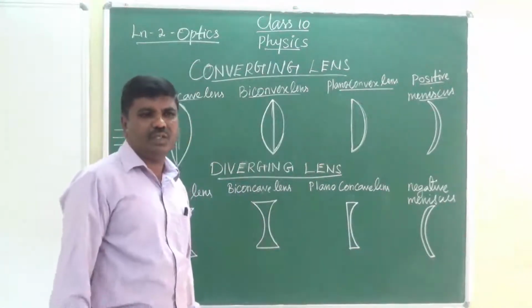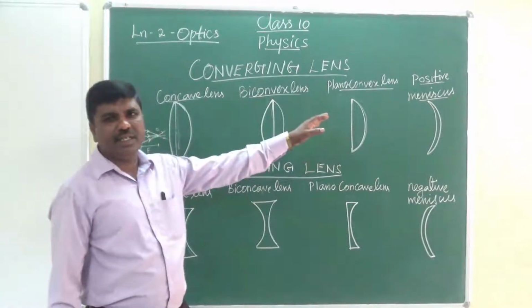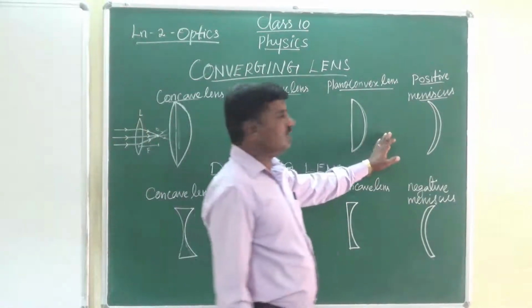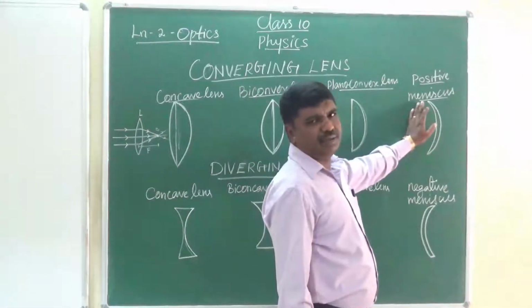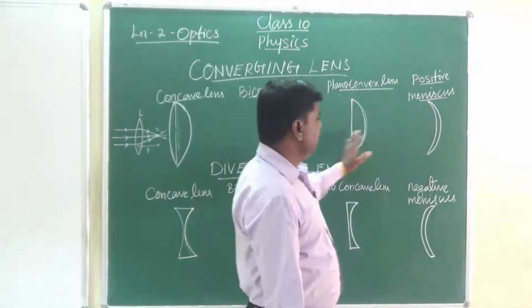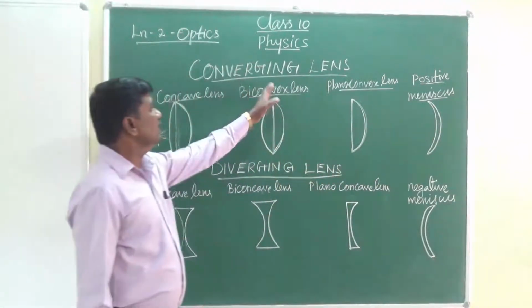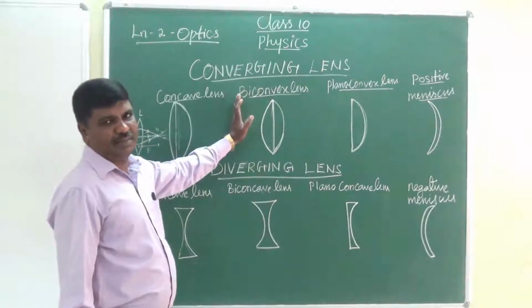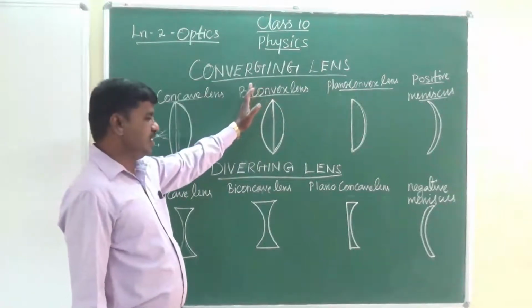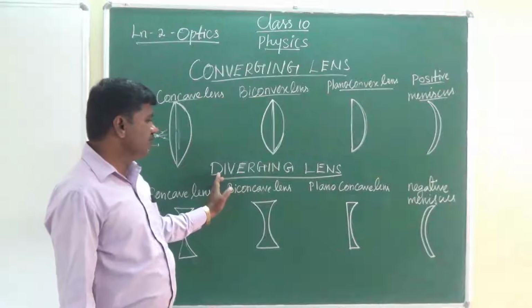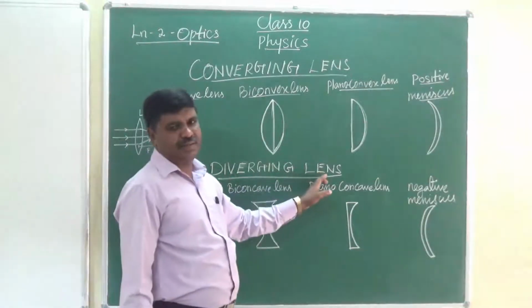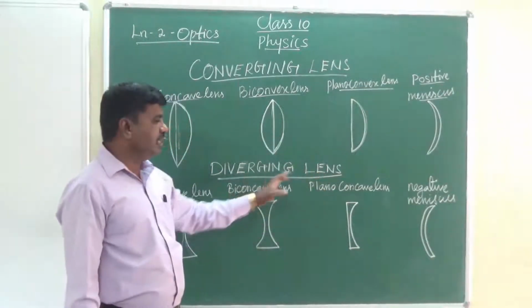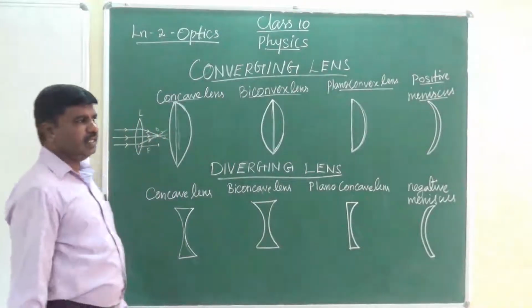So where is it used? It is used for hypermetropia. Okay. Then it is called a converging lens. Then another one we will see is the diverging lens. It is nothing but the diverging lens. Okay. So what is that diverging lens?